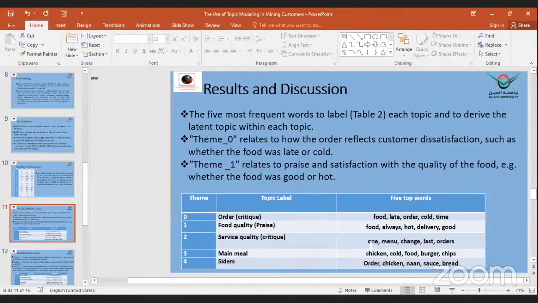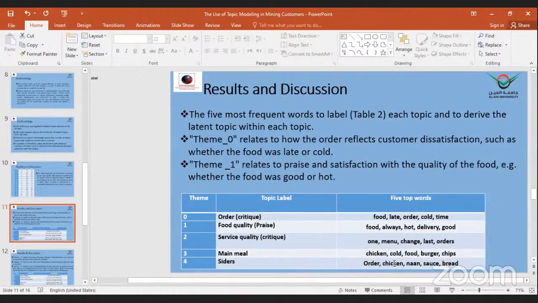Here we have one, menu, change, last, orders. So it is a critique of the service quality, and we named this topic accordingly. Then chicken, cold, food, burger, chips. Here it is talking about the main thing in the meal. We also had order, chicken, naan, sauce, bread. So these are the sides of the meal.